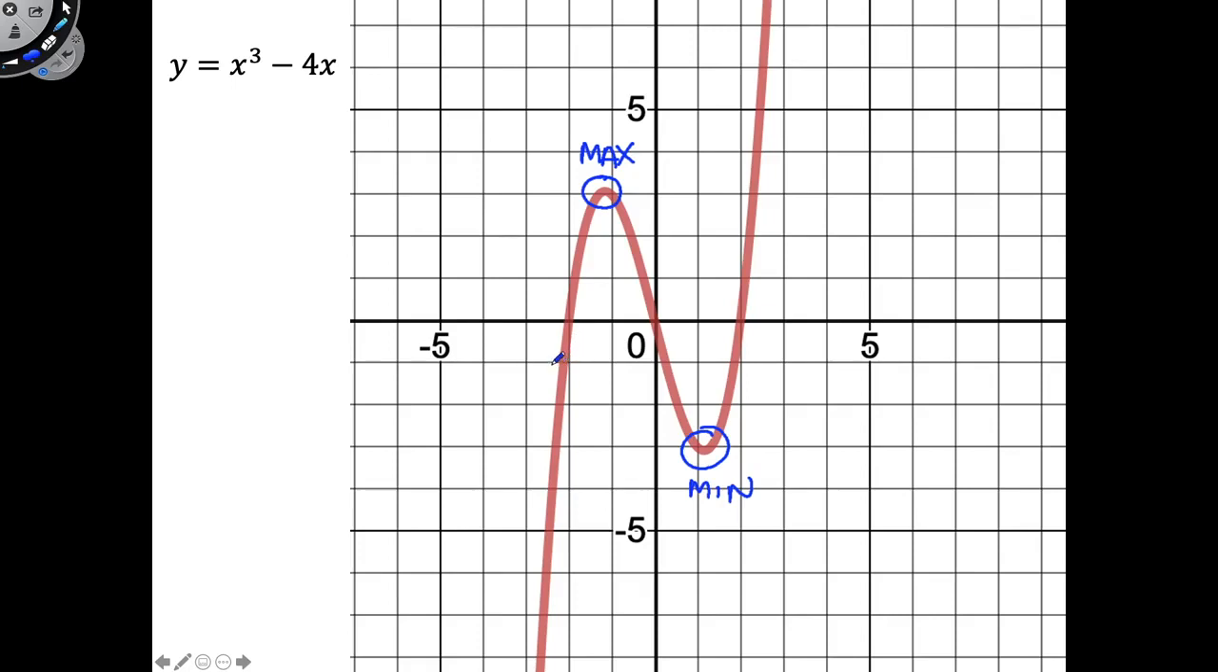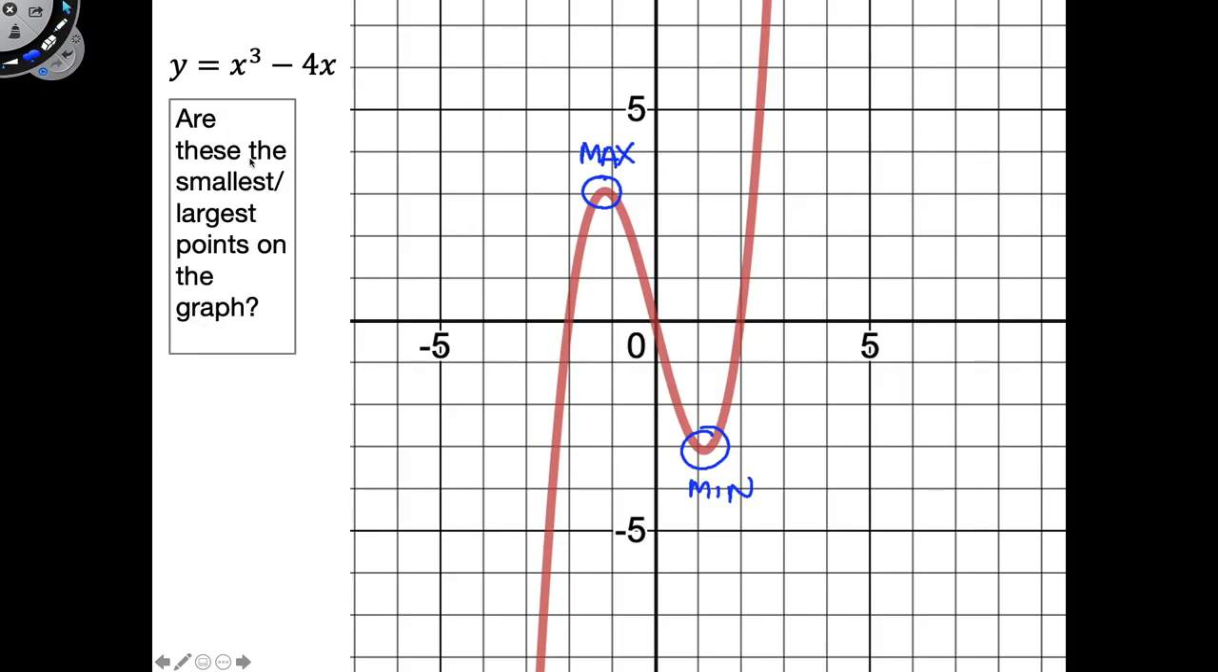So here's my question, I'm going to throw it back at you: are these the largest and smallest points of the graph? Take a second and see if we can figure that out. Well, let's talk through this. This max right here takes a pretty high y value, but there are much higher y values on the function, up here and here. Actually, there are infinitely many y values that are bigger than that, because this function goes up towards positive infinity.